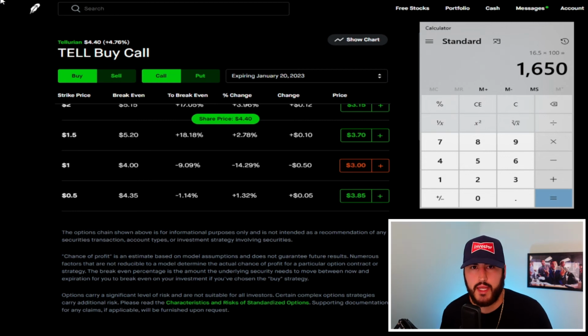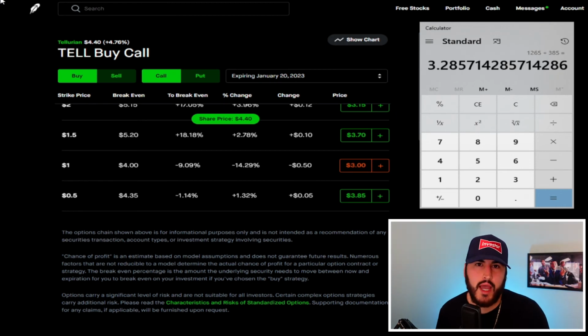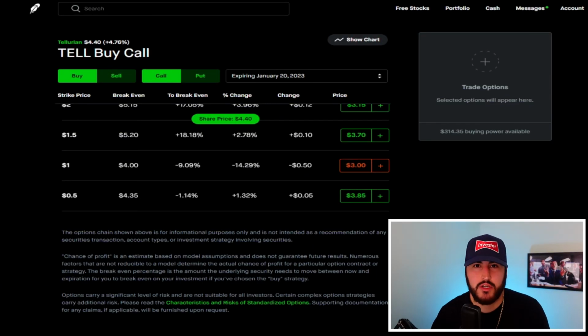Now, you also paid that premium, which is $3.85. So you got to subtract that, and that's per 100 shares. So that's $385. Your gain would be $1,265. You paid $385 up front. So you would 3x your return on this situation. And that would give you a better return than if you were to just buy the stock up front. It's a great way to leverage your money.